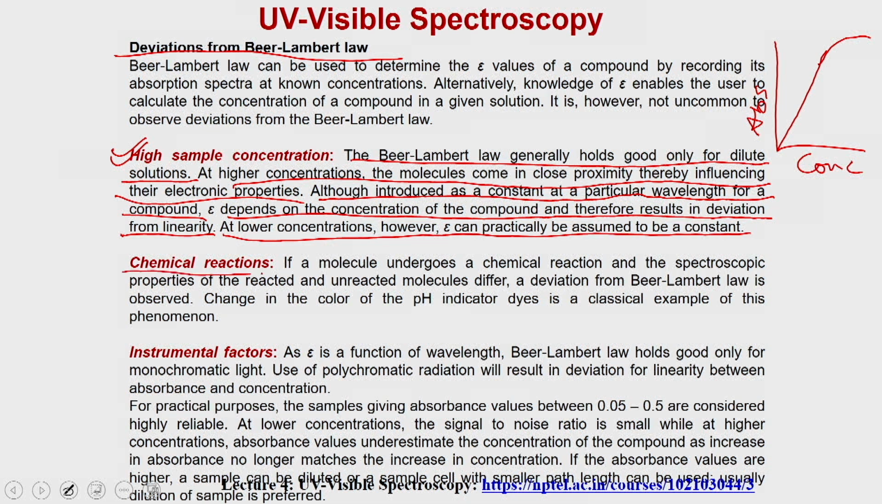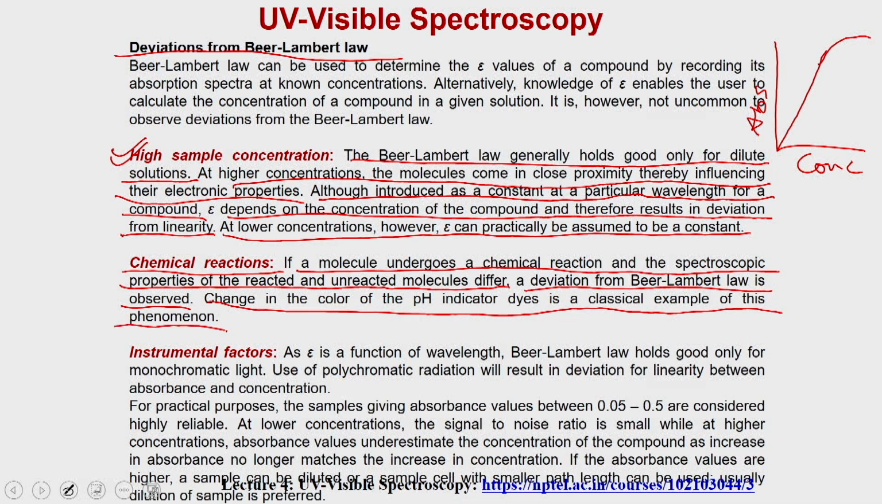Then the second thing is chemical reaction. If the molecule undergoes a chemical reaction and the spectroscopic properties of the reacted and the unreacted molecule differ, then you will observe a deviation from the Beer-Lambert law. The change in the color of a pH indicator dye is a classical example of this phenomenon.